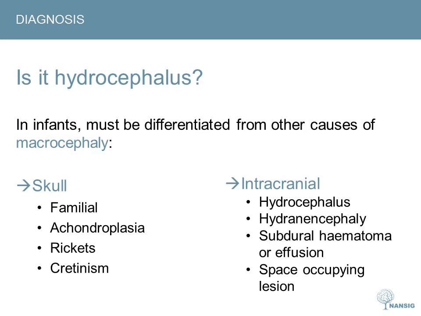In order to diagnose and treat hydrocephalus, it must first be differentiated from other causes, and in infants, this most commonly means other causes of macrocephaly. Causes of macrocephaly that stem from the skull include familial causes, achondroplasia, rickets, and cretinism. Intracranial causes include hydrocephalus, hydranencephaly, which is where the cerebral hemispheres are absent and replaced by CSF, subdural hematoma or effusion, or space-occupying lesions.